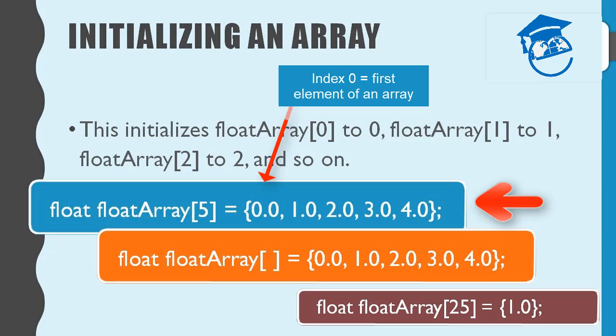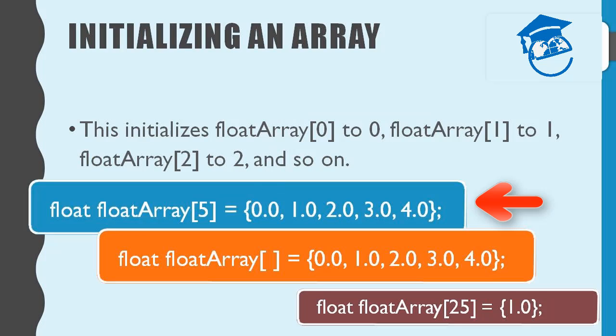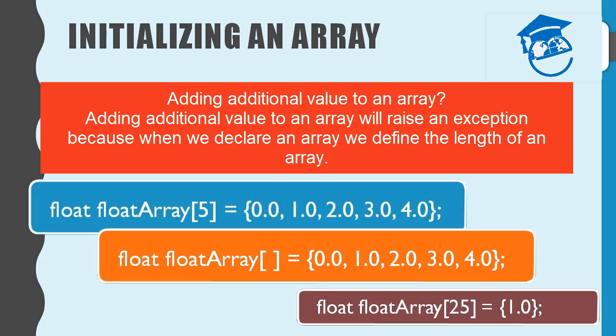The index 1 element is 1.0. The index 2 element is 2.0. And the index 3 element is 3.0. And index 4, the last element, is 4.0. All the values we initialize for this array are comma separated. Now in here, if we try to add another value for this array, you will get an exception, because when we declare the array, we define the length of this array as 5. So currently we have 5 values. If it becomes 6, you will get an exception.